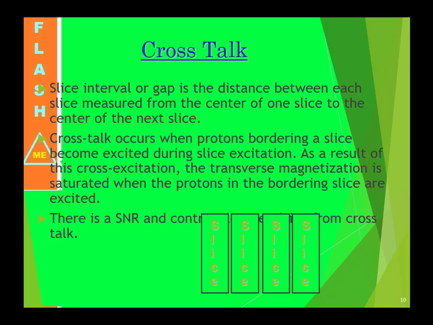Slice interval or gap is the distance between each slice measured from the center of one slice to the center of the next slice. Crosstalk occurs when protons bordering a slice become excited during slice excitation. As a result of this cross-excitation, the transverse magnetization is saturated when the protons in the bordering slice are excited. There is a signal and contrast loss resulting from crosstalk.